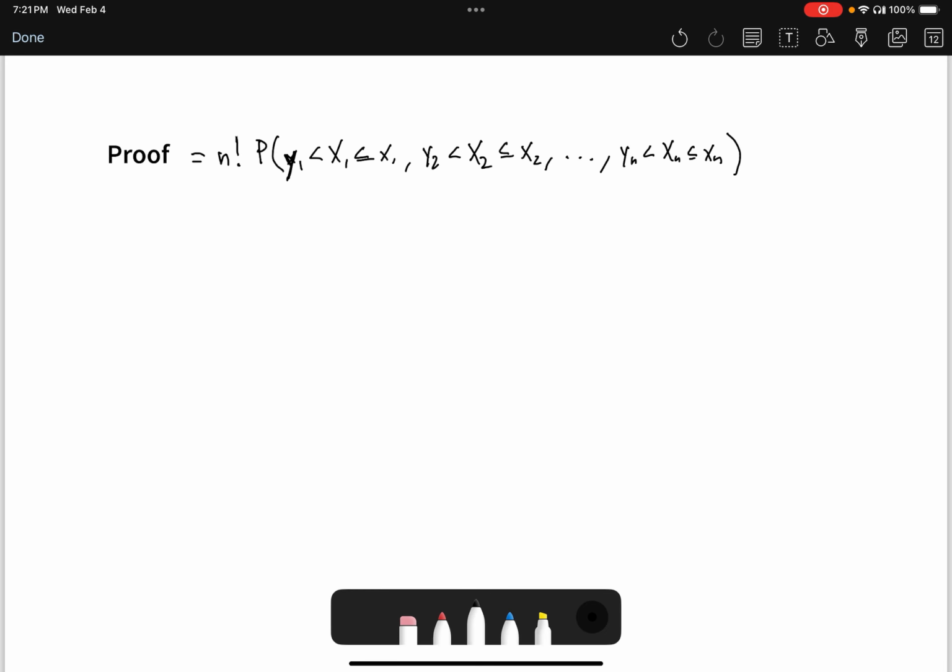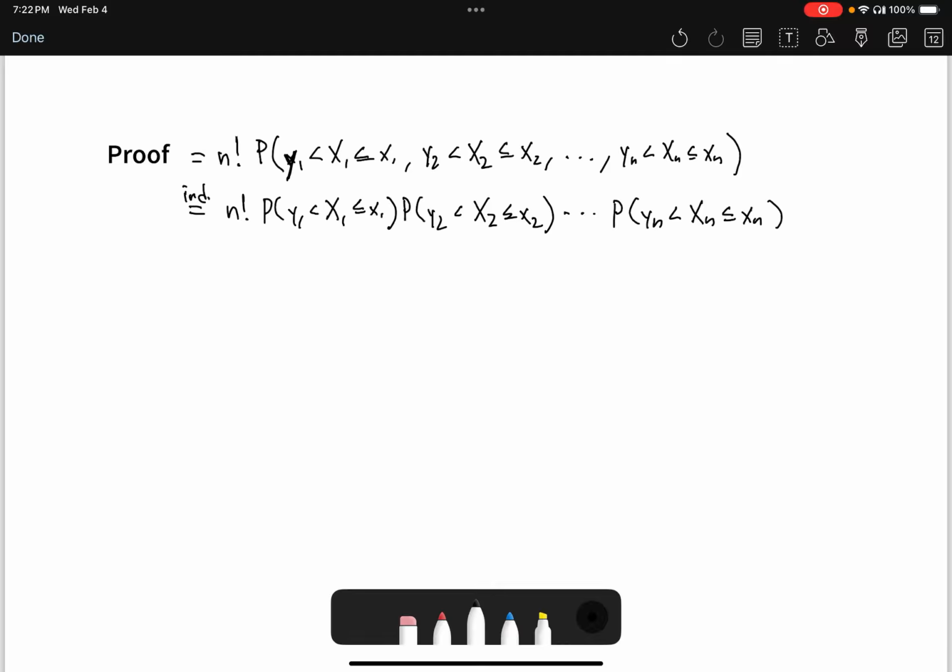And because X1, X2, up to Xn are IID, I mean actually because they're independent, we get n factorial times the probability that y1 is less than capital X1 is less than or equal to lowercase x1, times the probability that the random variable X2 is between y2 and lowercase x2, and so on. And so the nth random variable is between yn and xn.